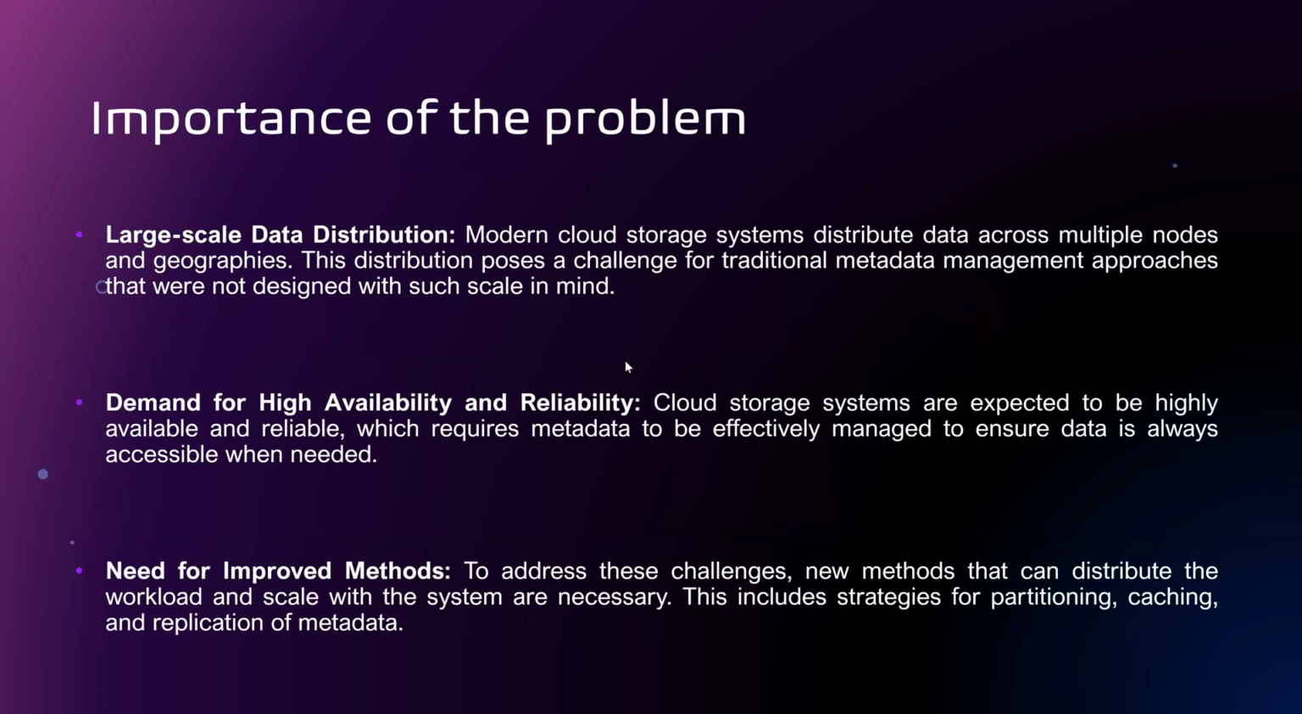And large scale data distribution. This also affects how storage distributes data across multiple nodes and geographies. The distribution poses a challenge for traditional metadata management approaches that were not designed with such a scale in mind. Demand for high availability and reliability: cloud storage systems are expected to be highly available and reliable, which requires metadata to be efficiently managed to ensure data is always accessible when needed. Need for improved methods: to address these challenges, new methods that can distribute the workload and scale with the system are necessary. This includes strategies for partitioning, caching, and replication of metadata.